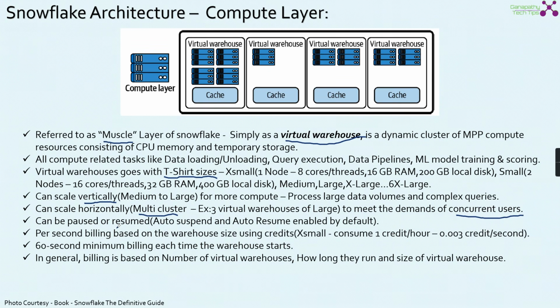We can suspend and then resume the virtual warehouses. That is very important. Auto suspend and auto resume options are enabled by default within the warehouse. Per second billing is also very important. The predominant Snowflake billing goes to the virtual warehouse only. It is based on per second billing based on the warehouse size, using credits. An X-small consumes 1 credit per hour, so per second it consumes about 0.0003 credit. But there is one caveat: the first 60 seconds are billed automatically.